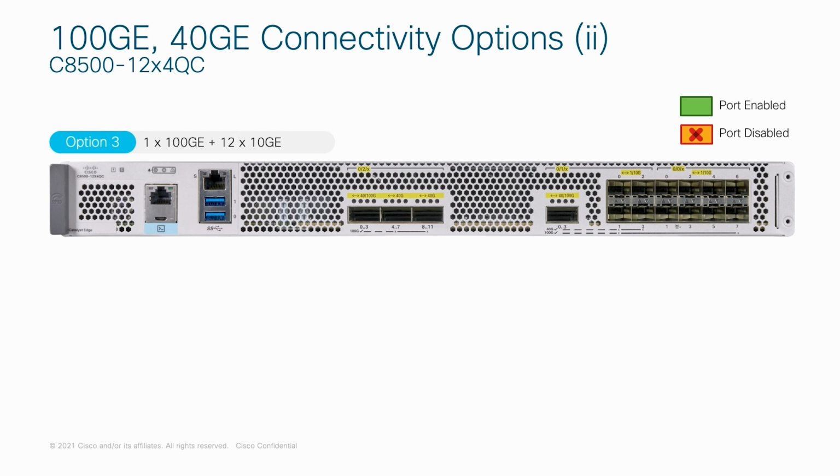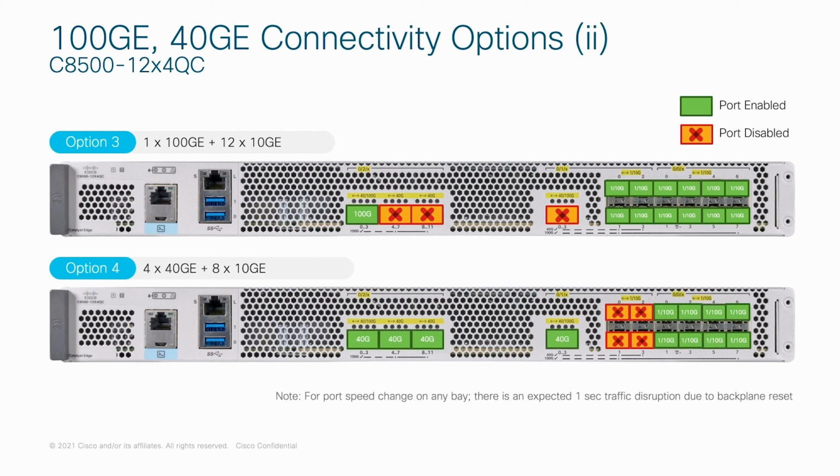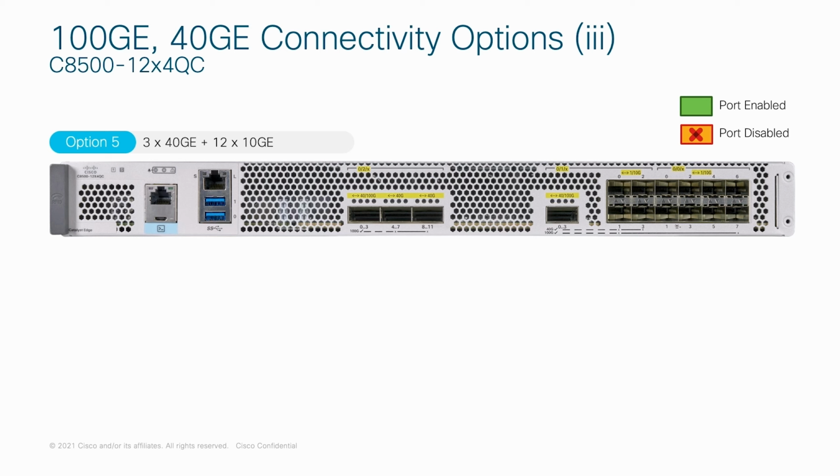You have option 3, where a 100 gig port and 12 10 gig ports can be obtained from this 1RU platform. In option 4, you can have 4 40 gig interfaces from QSFP ports, and you still get 8 10 gig interfaces from 0/0. In option 5, you have 3 40 gig interfaces from the QSFP ports in slot 2, and you also get 12 10 gig interfaces which can also offer 1 gig capacity.